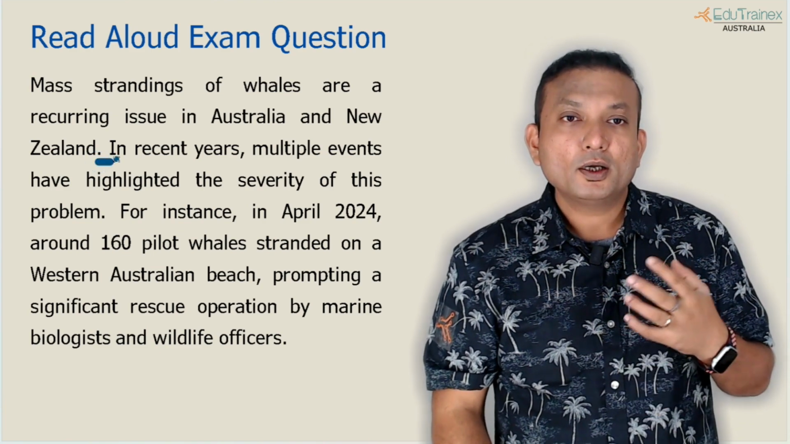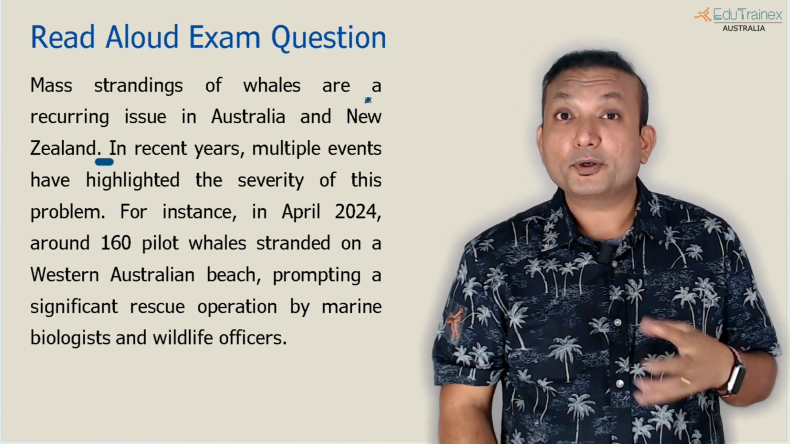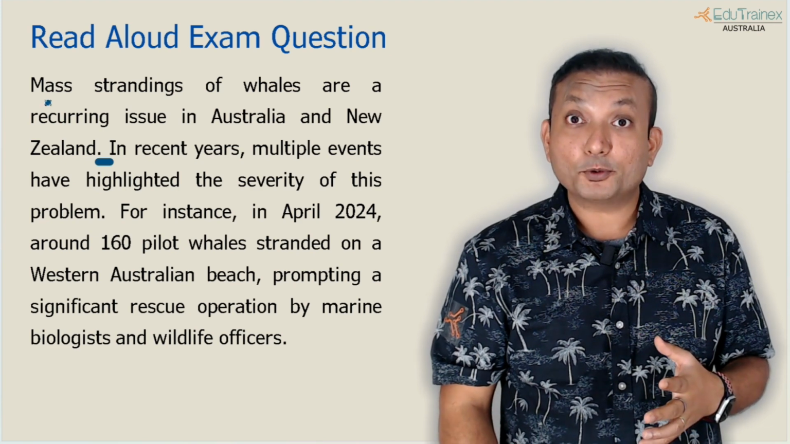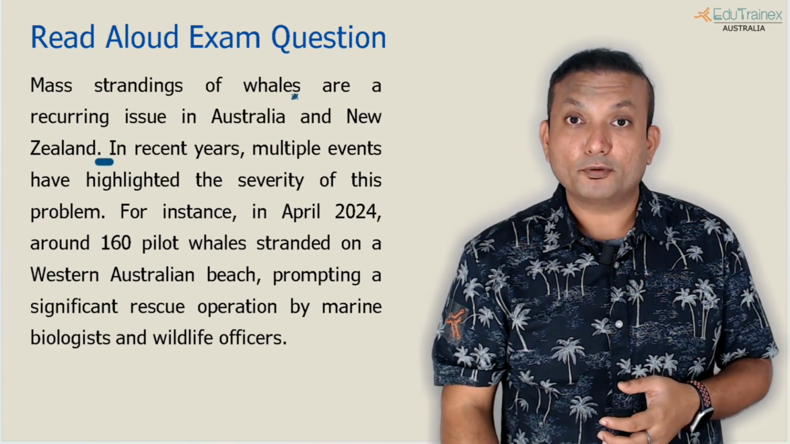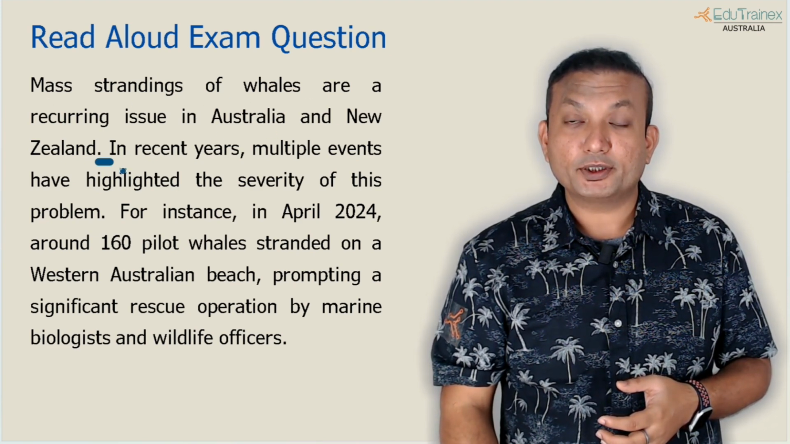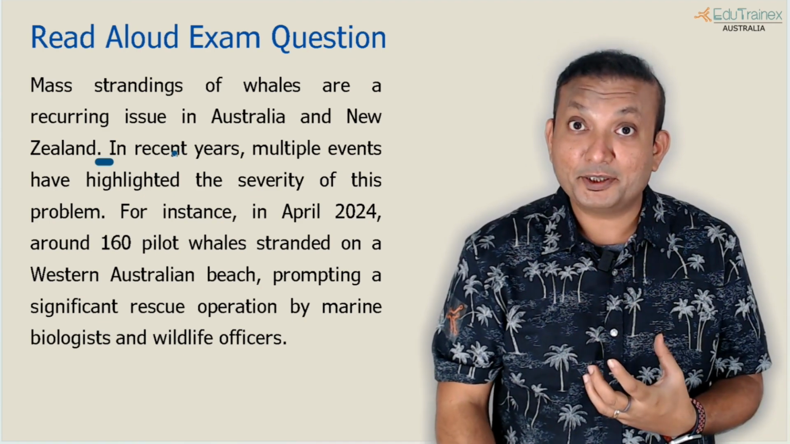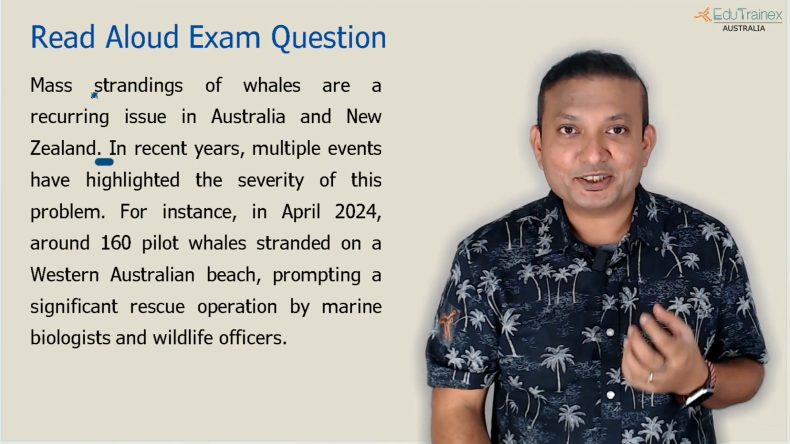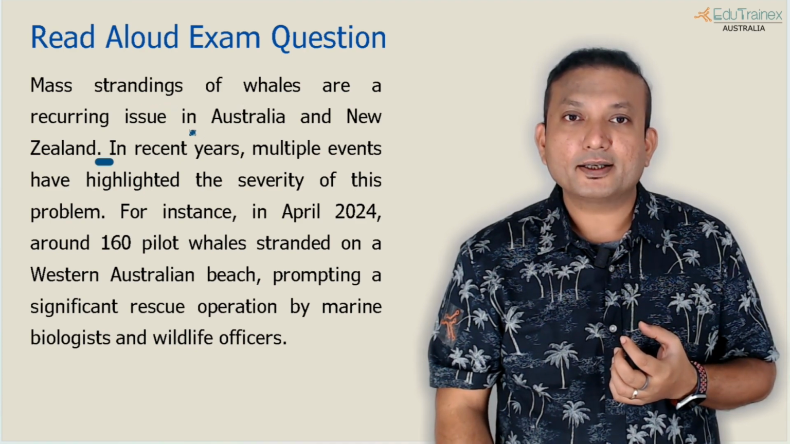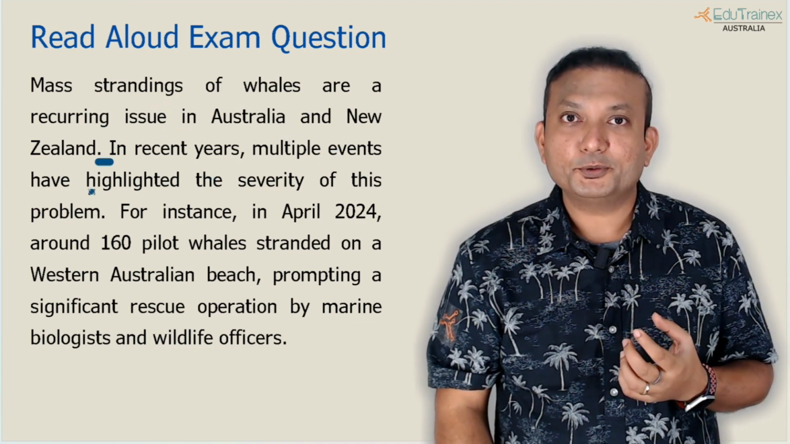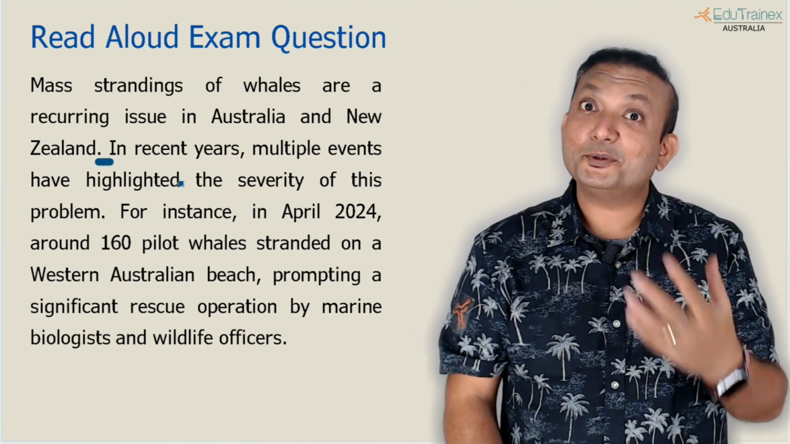So now the second part which I was talking about is artificial and flat tone. Okay, flat tone sounds like this: mass strandings of whales are a recurring issue in Australia and New Zealand. Whereas artificial intonation will sound like someone who does not have intonation but is trying to add it artificially. Mass strandings of whales are a recurring issue in Australia and New Zealand. So you don't know where to add the intonation and you are adding it too much.